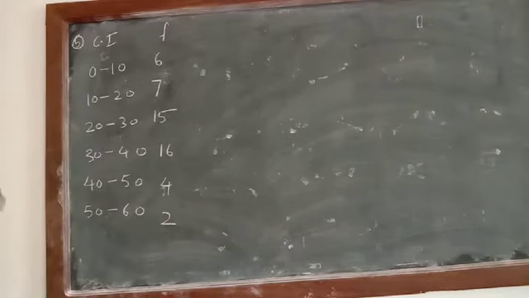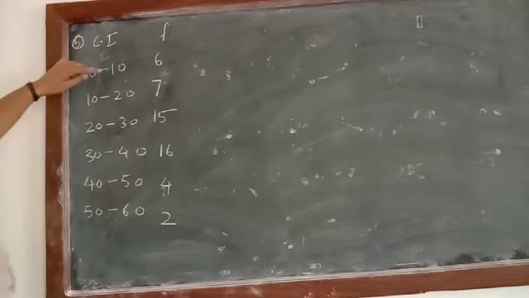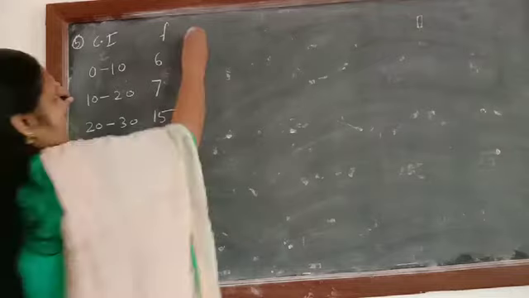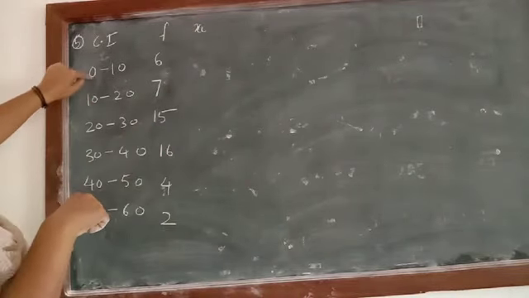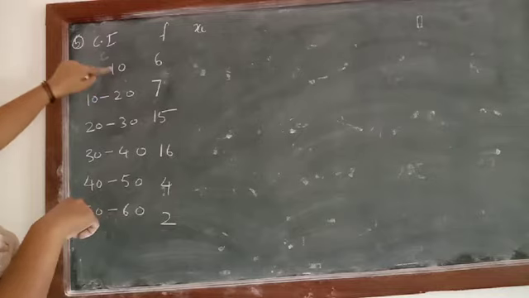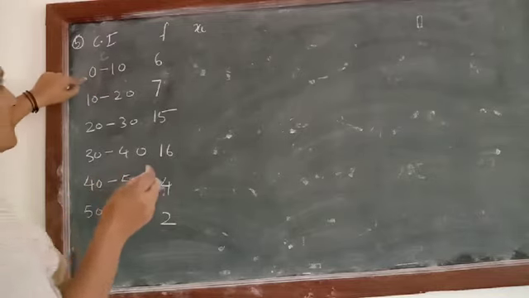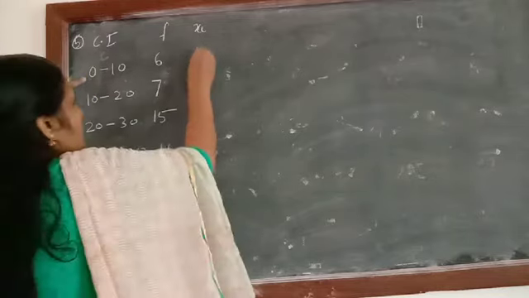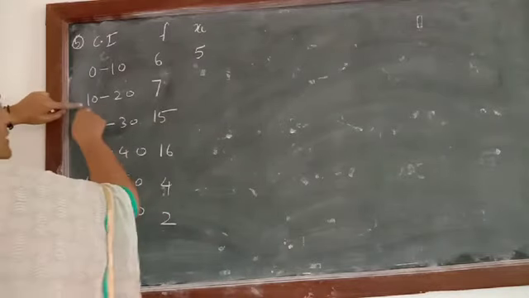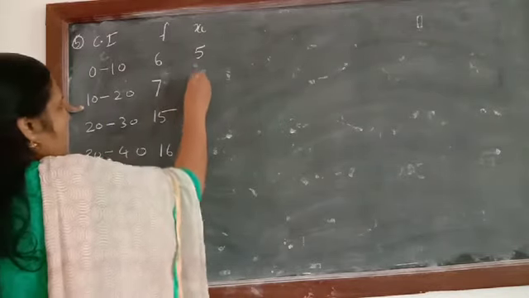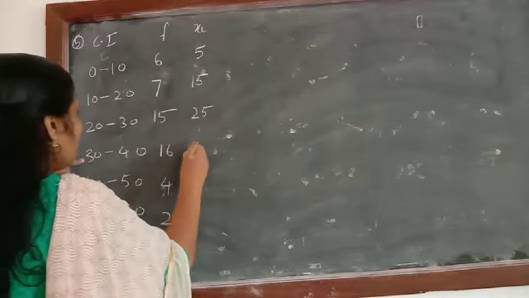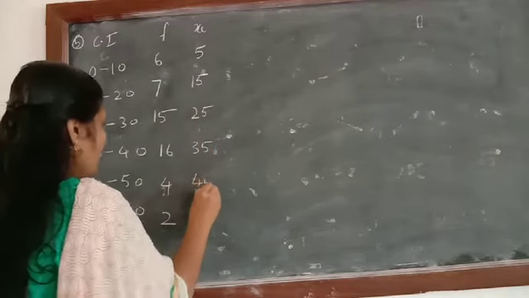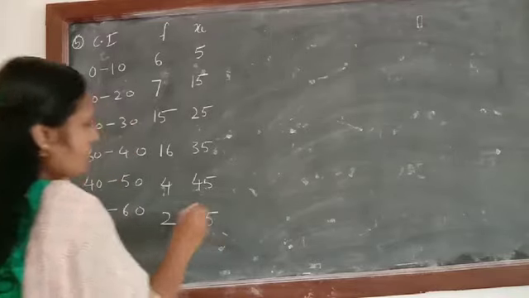While calculating the median, we need the value of xi there. So first we can calculate xi. How will we calculate xi? Upper limit plus lower limit divided by 2. So first one is 5, then 20 plus 10, 30, 15. Then automatically you can write the next ones: 25, 35, 45, 55.